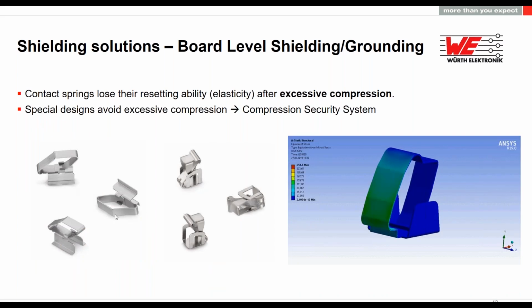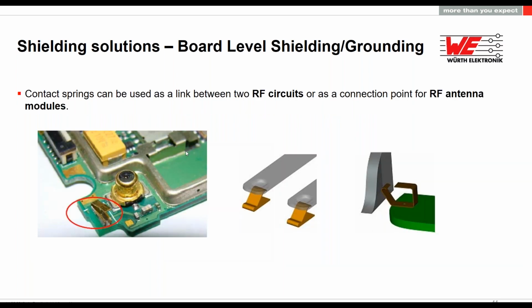We have these ones that are also a new kind that have a compression security system in order to avoid elasticity problems or overcompression. For RF connections, they are very suitable also because as they are low impedance and they can act in several directions, they are nice to have for modules of antennas or different RF stages between two PCBs.